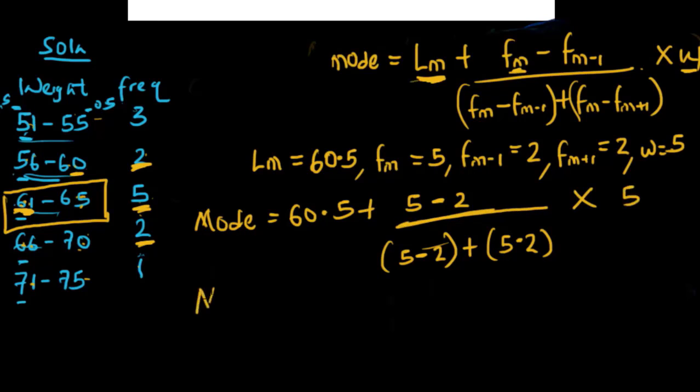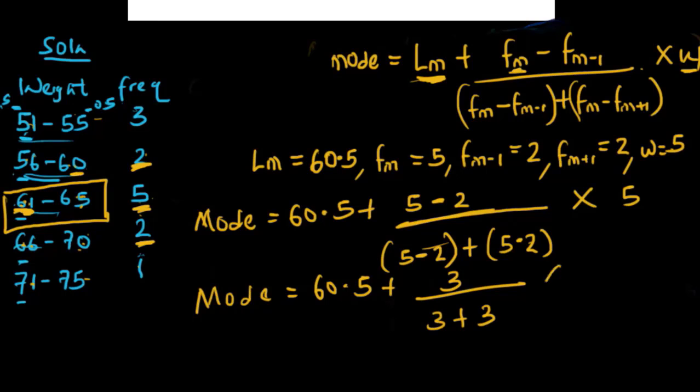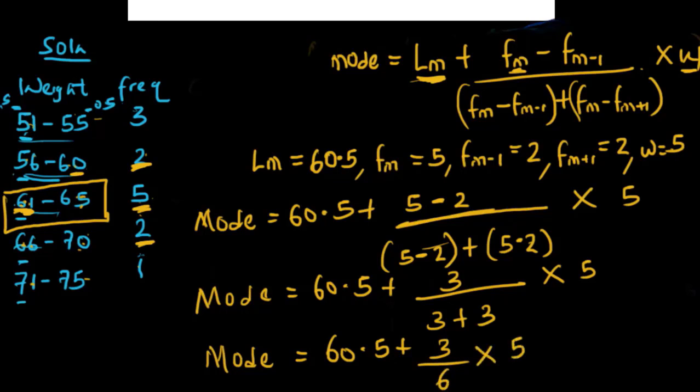Now let's do this. Mode equals 60.5 plus 5 minus 2 is 3, all over 5 minus 2 is 3 plus 5 minus 2 is 3. Does this make sense? Times 5. So we have mode equals 60.5 plus 3 all over 3 plus 3 is 6, times 5. Does this make sense? We can have 3 here, 1, 3 and 6 is 2.